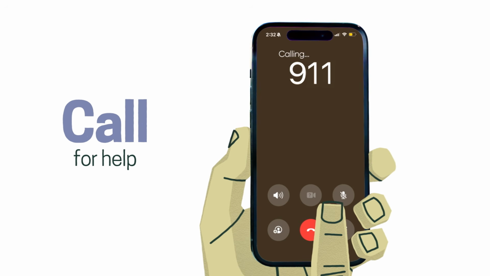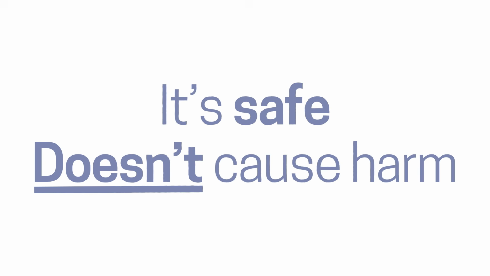A hand holding a cell phone appears. A person dials 911. Next, give naloxone, even if you're unsure if the person is having an overdose. It's safe, doesn't cause harm, and can save a life.